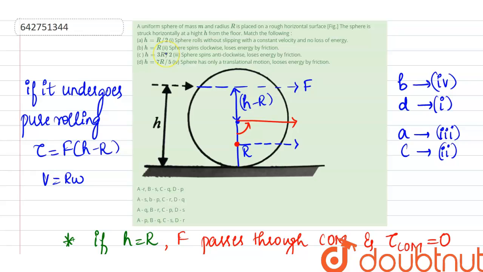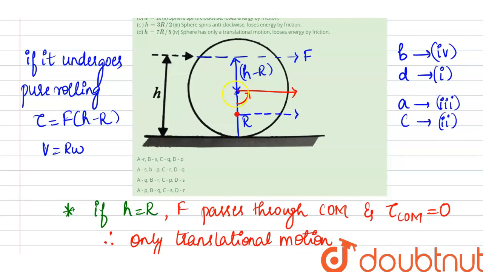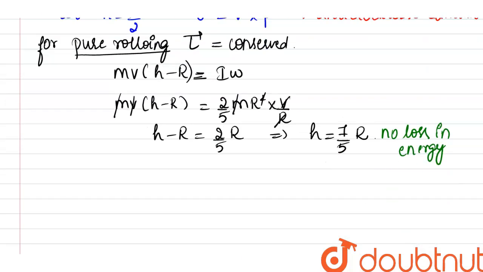What does C say? h is equal to 3r by 2. Again, the sphere will spin clockwise and lose energy by friction. Now, how will I conclude this? To conclude this, I take the torque about the center of mass with the applied force here. For this particular case, tau about the center of mass will be equal to F into h minus r. If tau is equal to 0, h is equal to r.